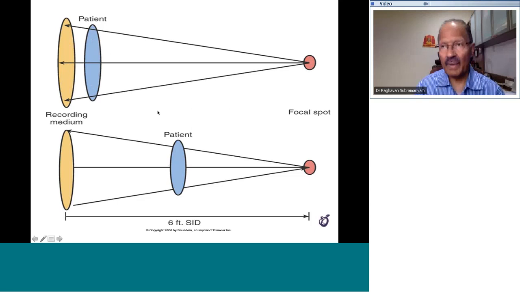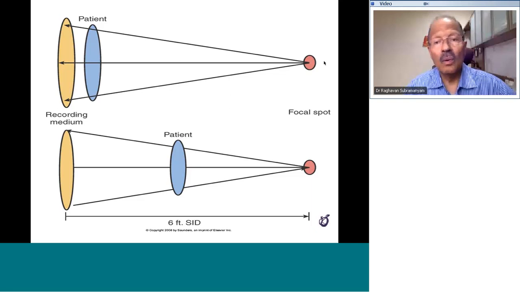But in truth, the beam is never parallel. The beam is nearly parallel when it's close to the source, but as it goes away from the source, the beam diverges, as shown here. The beam diverges, and the amount of divergence keeps increasing as the distance increases. Therefore, what you get on the X-ray plate is a bigger image than the object itself. Can you see that? Now, the farther away the X-ray plate is from this object, the more will be the magnification.